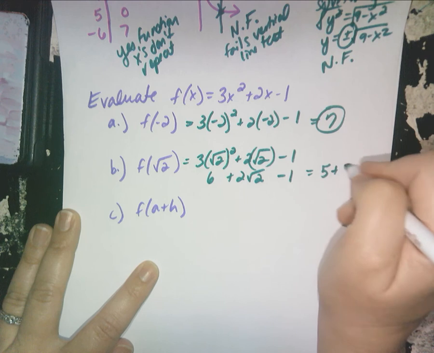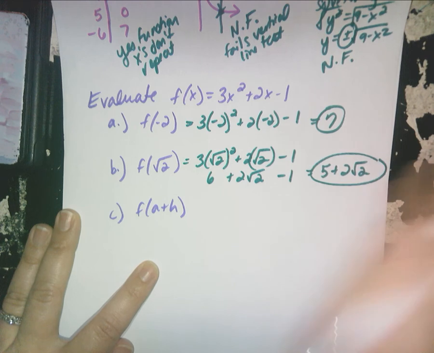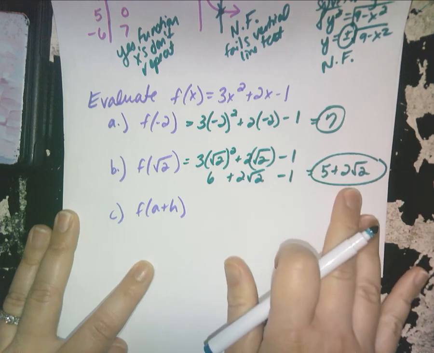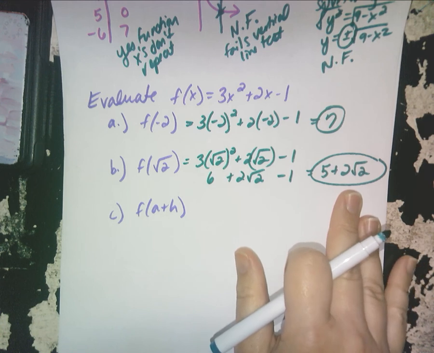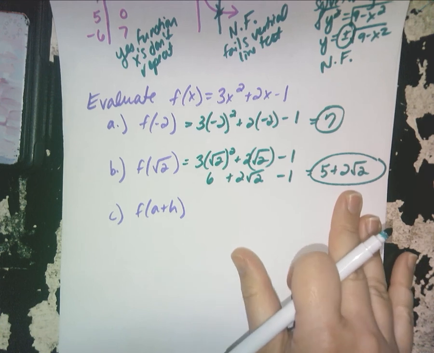Correct. You leave the radical by itself. This is called exact form. Don't give me a decimal unless it asks for a decimal. We're mathematicians now. We leave things in exact form, okay?